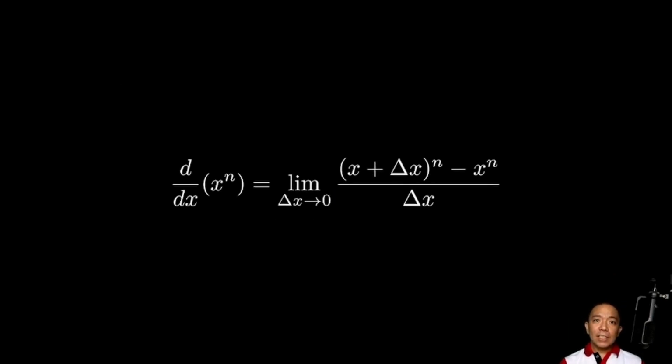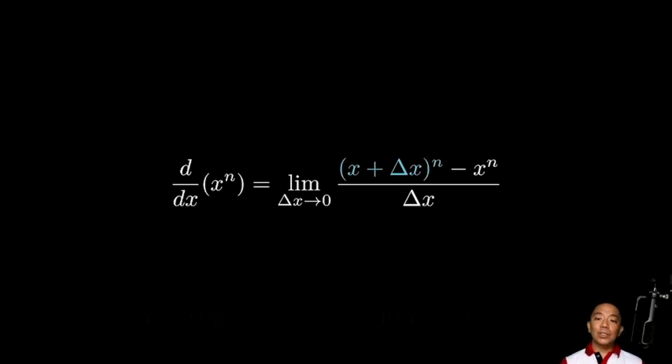So by definition, the derivative of x raised to n is equal to the limit as delta x approaches 0 of the difference quotient na f of x plus delta x minus f of x over delta x. But our f of x is x raised to n. So yung difference quotient natin, yung numerator niya, it will be x plus delta x raised to n minus x raised to n all over delta x.